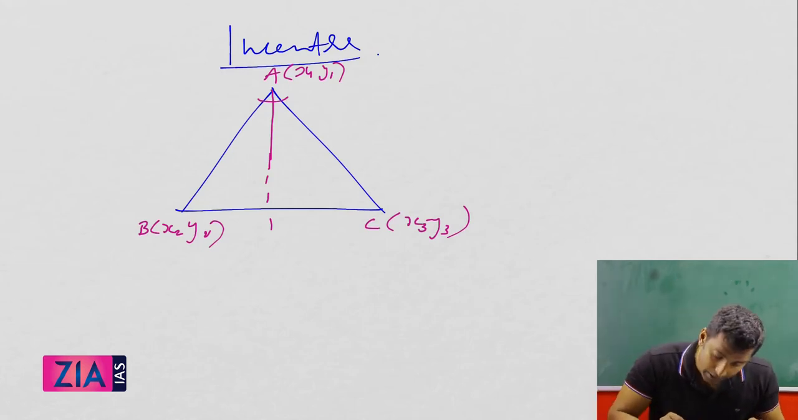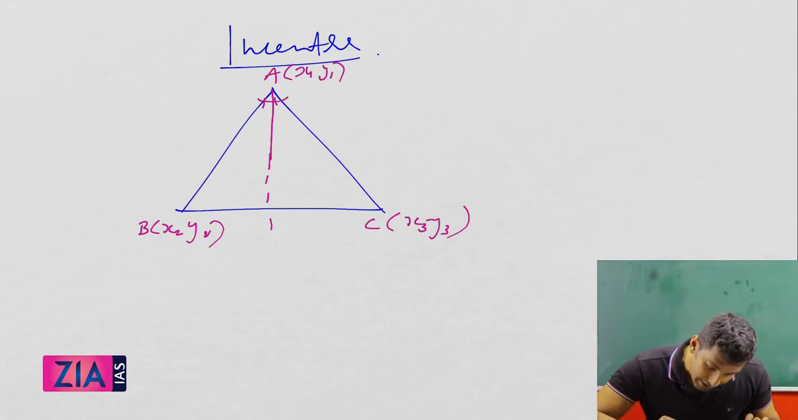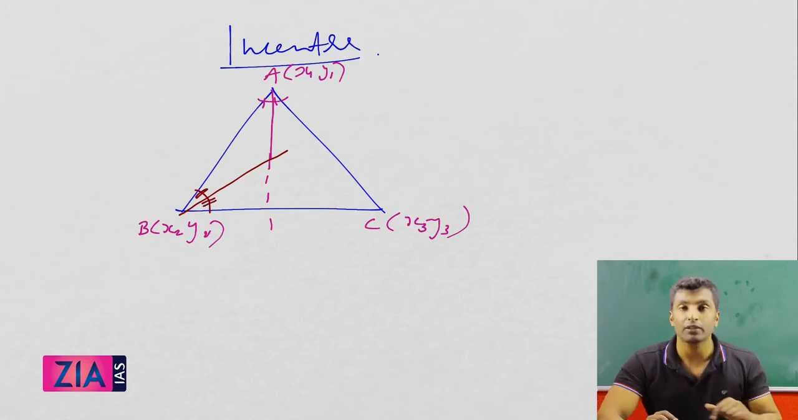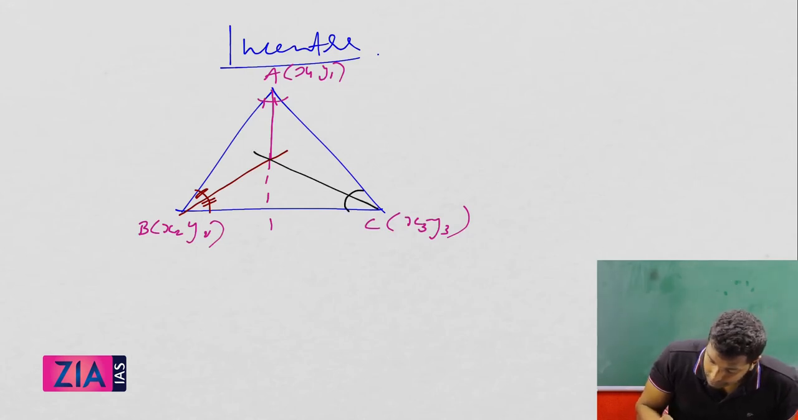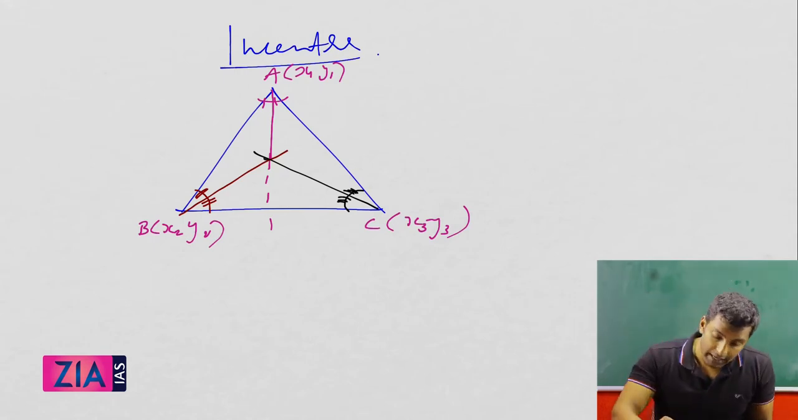That means this angle is divided equally. Similarly, I have another angle bisector here, from B. So this is dividing equally, so these two angles are equal. Similarly, I'll take the other angle bisector, dividing angle C. So you can see this is dividing equally. Okay, so this is the meeting point of what?